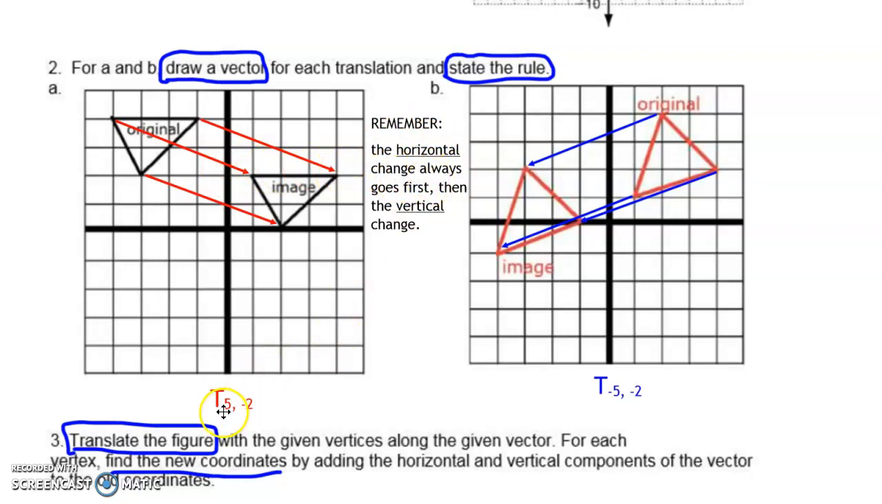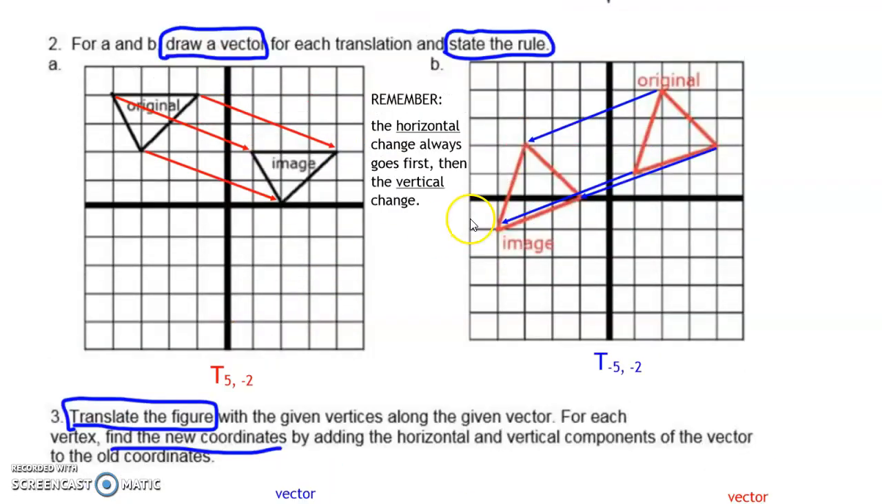Why? Because this first number, this 5, is indicative of a change in x. X is horizontal. So from this point, I'm going to choose any point that I want. I'm going to go 1, 2, 3, 4, 5 across. That's a horizontal change of positive 5. And then I'm going to go 2 down. That's a negative change. That is a vertical change of negative 2.